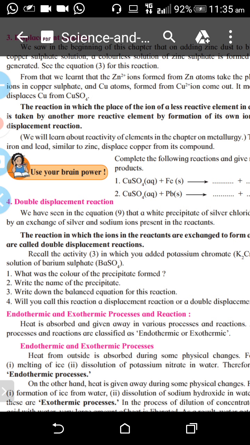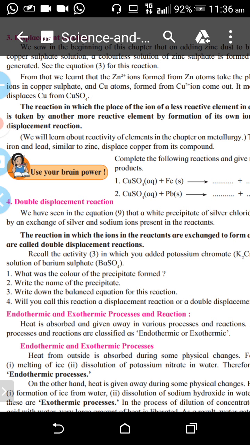Now, endothermic and exothermic reactions. What is the meaning of endothermic and exothermic reaction? In an endothermic reaction, a reaction in which heat is either absorbed from the surroundings or has to be supplied continuously from outside is called an endothermic reaction. So the reaction in which the heat is either absorbed from the surroundings or has to be supplied continuously.